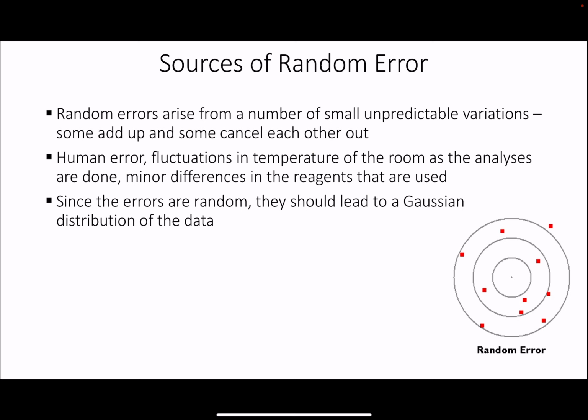Random errors can come from all sorts of little unpredictable variations. Sometimes they add up and cause a larger problem. Sometimes they cancel each other out. So this can be small human errors in how you're handling the equipment, fluctuations in the temperature of the room where analyses are being done, or running out of a batch of reagents and having to use a new batch. But it should lead to a Gaussian distribution of the data. So you can account for sources of random error as long as they aren't too large.